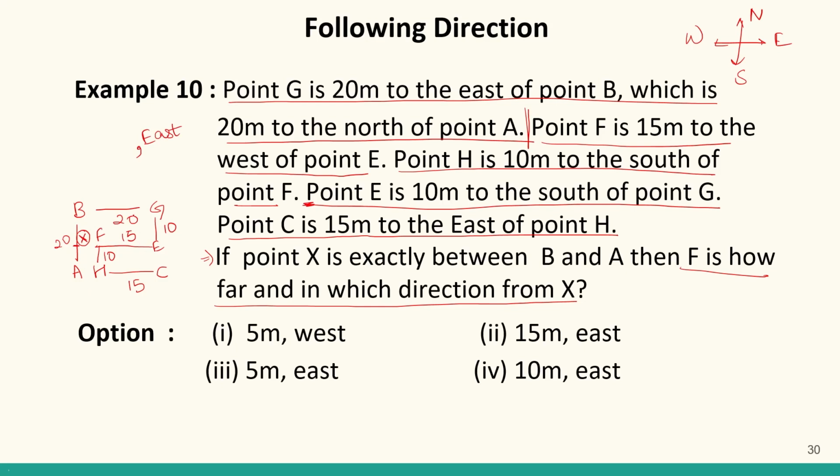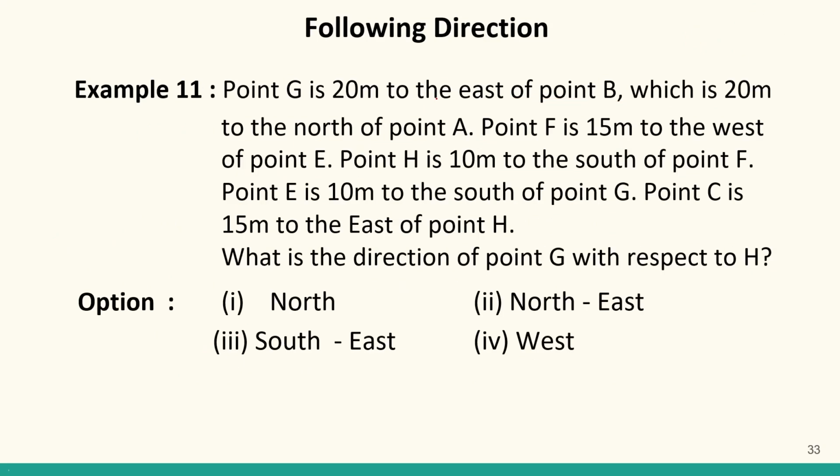And how far? If this is 20 and this is 15, BG is how much? BG is 20 and FE is how much? 15. So this distance will be how much? It will be 20 minus 15, 5. So 5 meter east will be the correct answer, which is option number 3. So option number 3 will be the correct answer to this information.